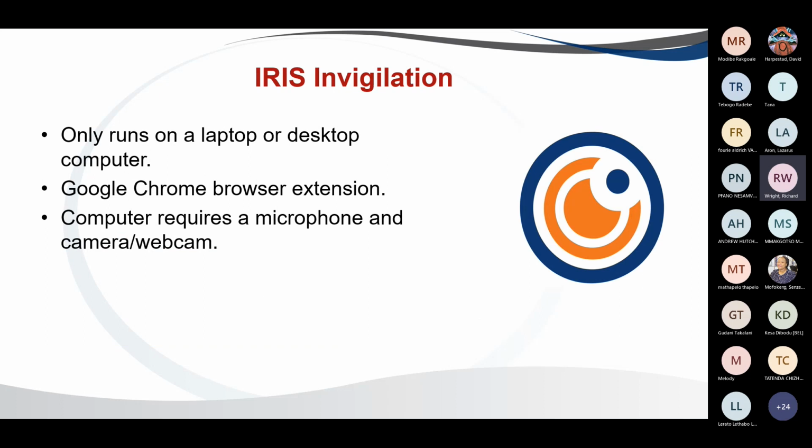Now, one thing to note about Iris Invigilation, it only runs on a laptop or a desktop computer, so it's not a mobile app. You need a Google Chrome browser extension, but it also works on Microsoft Edge. Your computer requires a microphone and a camera. So if you're going to be using a desktop computer, it must have a webcam that has a microphone built into it. So just make sure that you've got these requirements.